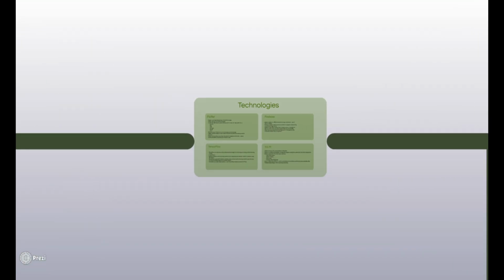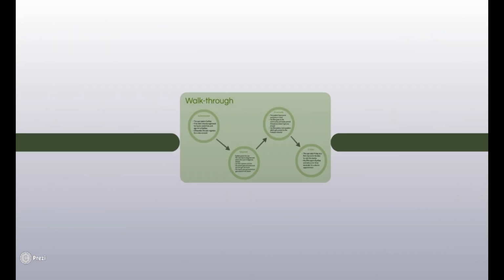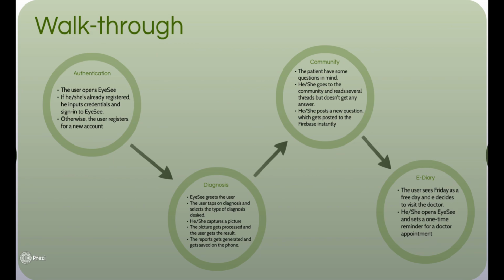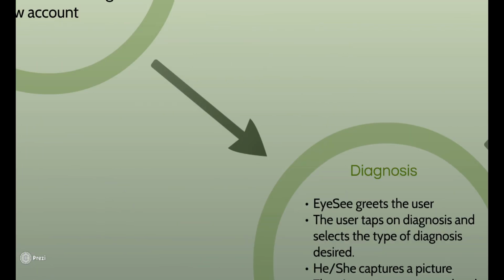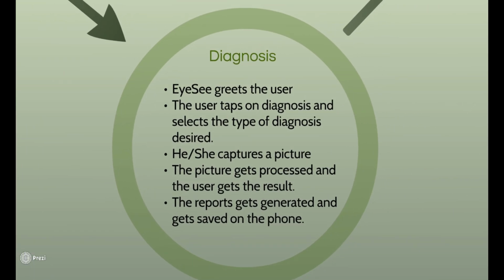Let's take a quick sample walkthrough of the application. The user will open EyeSee and will first sign up or log in. If he or she is already registered, then simply adding in the login credentials will guide the user to the main page. EyeSee processes the image and generates the report for the user.